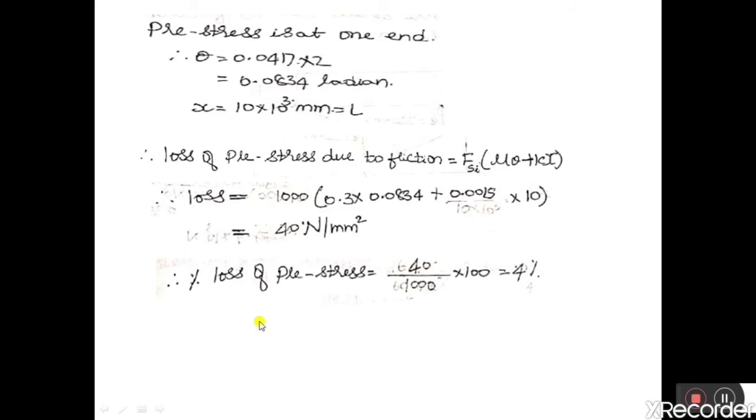Therefore, percentage of loss of pre-stress due to friction is equal to total loss due to friction divided by initial pre-stress. Total loss due to friction is 40 and the initial pre-stress applied to the cable is 1000 Newton per mm square. So 40 divided by 1000 into 100 is equal to 4%. So loss due to friction in the cable is 4%. This is what they have asked in the question.